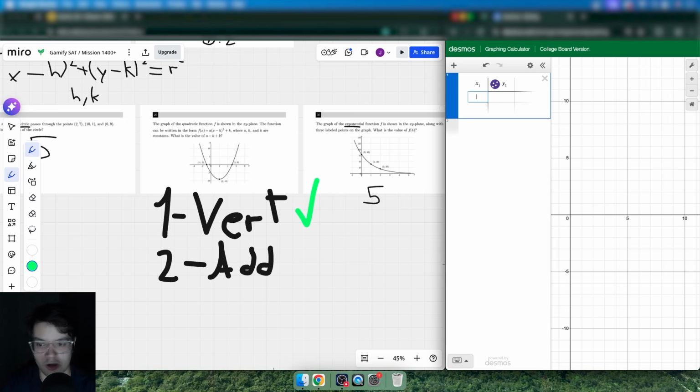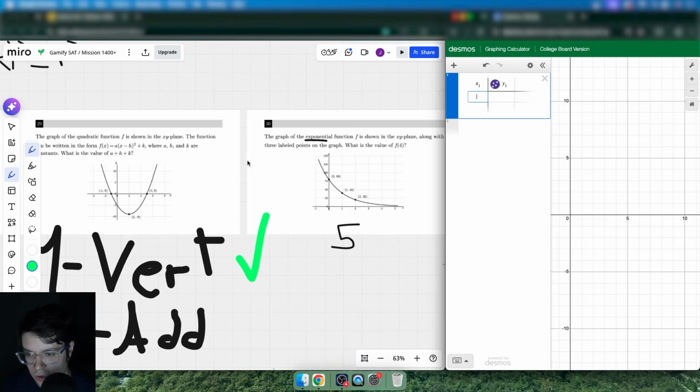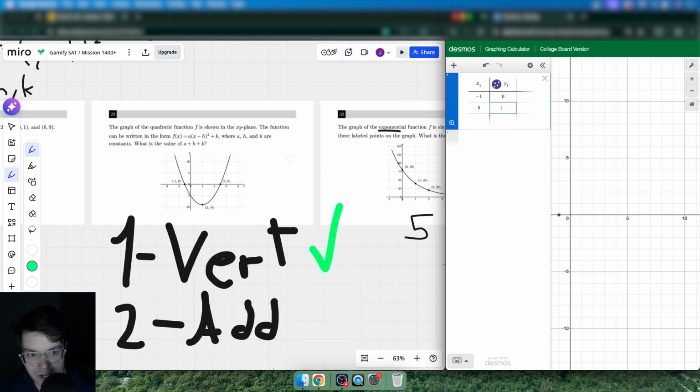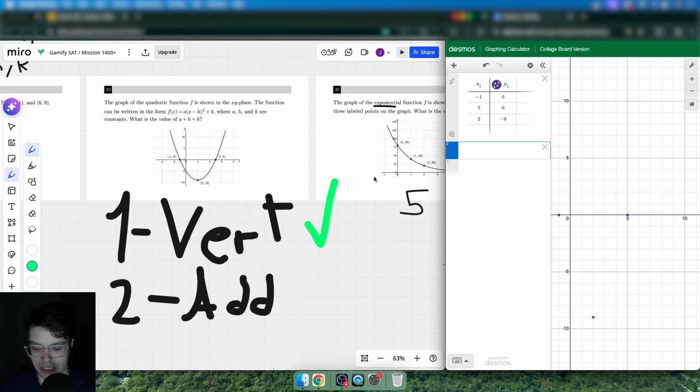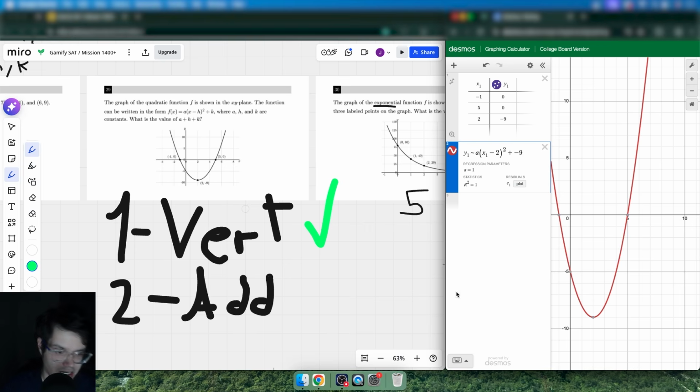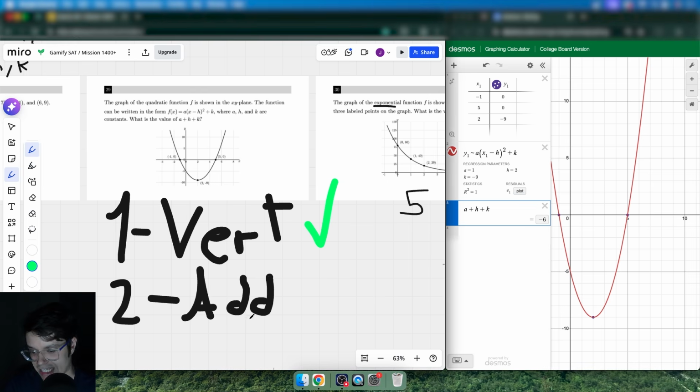So I can do that like I did before, with a table. We can put in here (-1, 0), (5, 0), (2, -9) like I did before. And then to do the rest of it, I could say a, then (x1 minus, yeah, I guess what would it even be? 2) squared plus -9. And yeah, we have the exact thing here, minus h plus, instead of -9, k. We have this exact equation for what we'd put in. And then we see here a, h, and k, a plus h plus k, we get -6 for the answer. So yeah, that's the adding step down there as well.